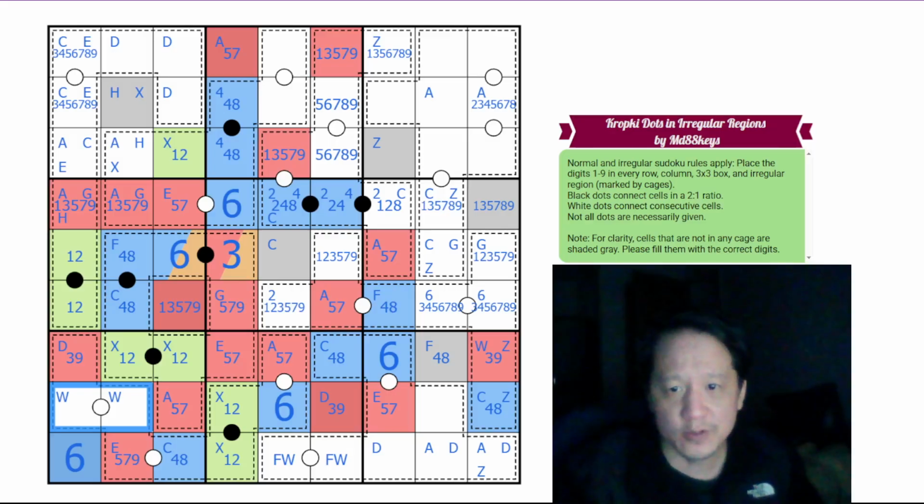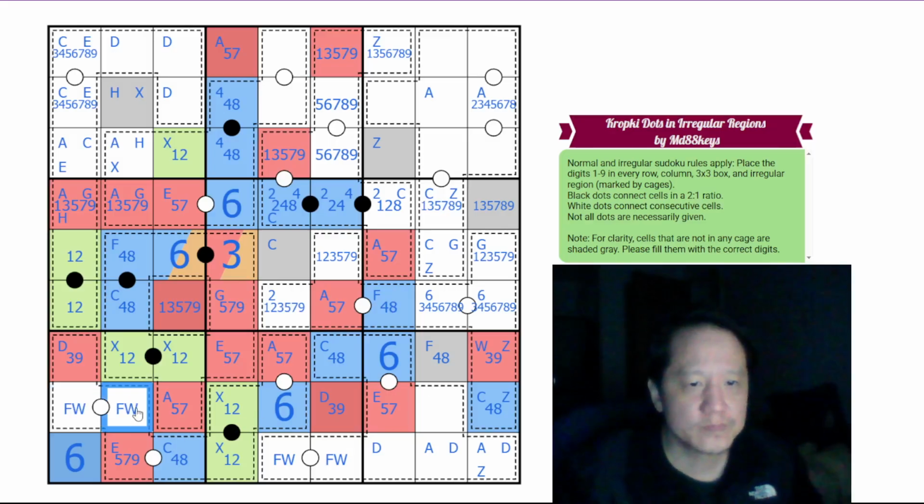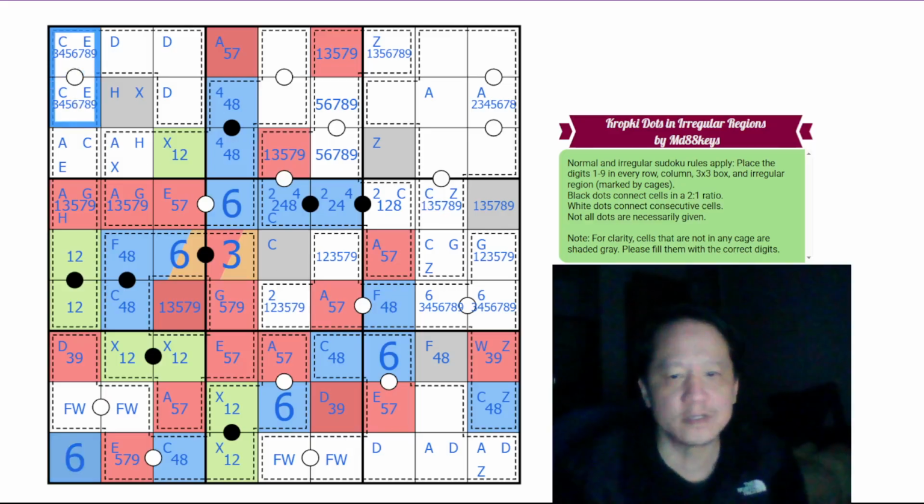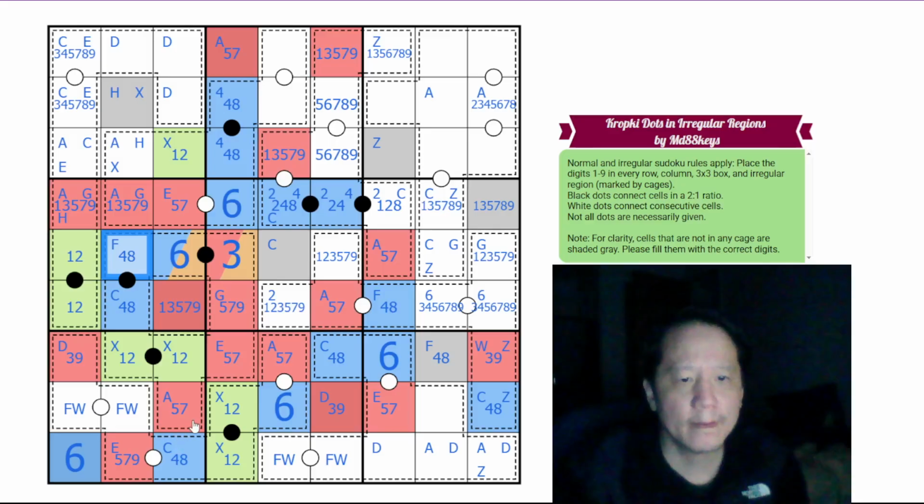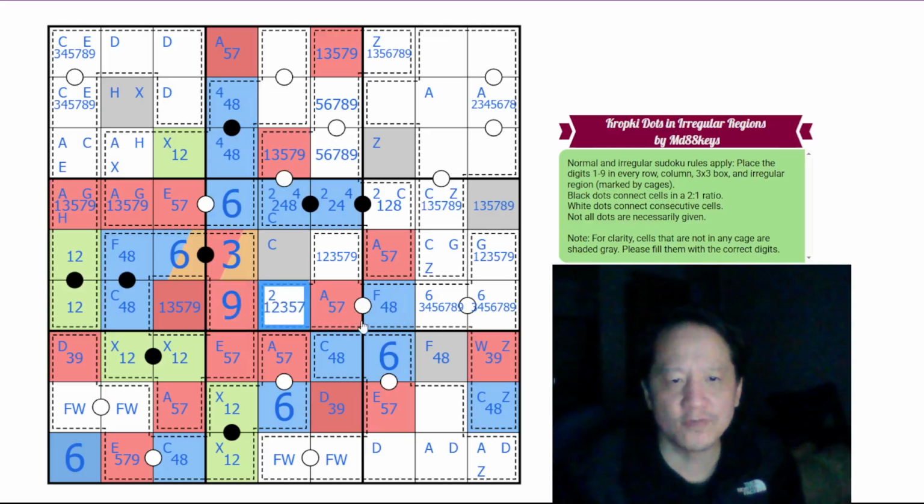This is F and W as a pair. This can't be 6 here. We don't know what these are. F and W. This is F and W. This is F. A and E. So G has to be 9. So G is 9, which eliminates 9 from the rest of the row.